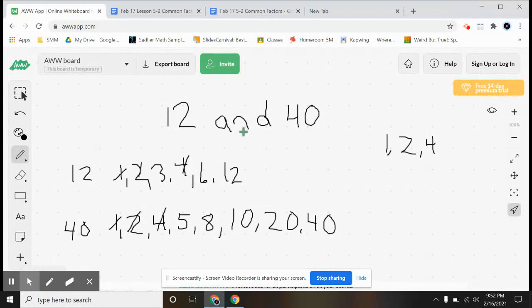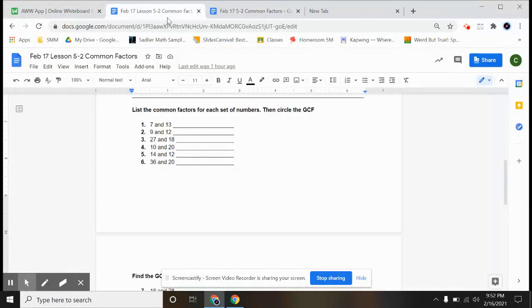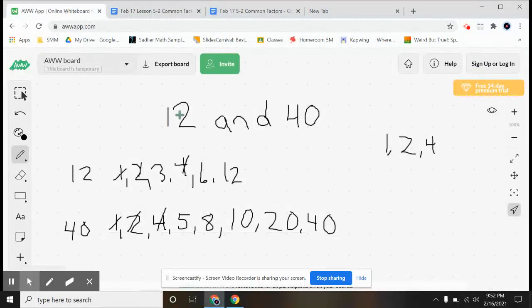The last part of that activity says circle the GCF. So now we have to figure out, of the ones they have in common, which one's the largest? 4 is the largest. So if somebody asks you what's the greatest common factor between 12 and 40, your answer would be 4. 4 is the GCF.